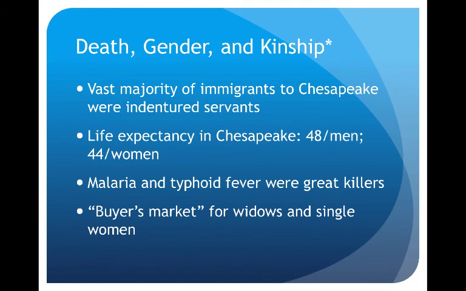All right, so the vast majority of immigrants who came to the Chesapeake region were indentured servants. Estimated about 90% of them were. And of these, about half of them would be worked to death, literally. Life expectancy in Chesapeake was pretty short. Men lived only on average about 48 years, women only about 44 years. Malaria and typhoid fever were the greatest killers. About 80% of those who migrated as indentured servants were men, about 20% were women.